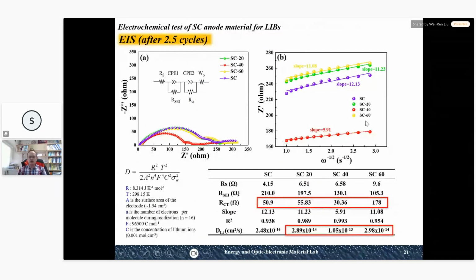We also use the Bode plot to make a slope, so we can calculate the diffusion coefficient. Before the plasma treatment, the diffusion coefficient is 10 to the power of minus 14. But after the 14 times plasma treatment, the diffusion coefficient could be enhanced 10 times. So using the plasma treatment could dramatically enhance the kinetics of lithium diffusion.